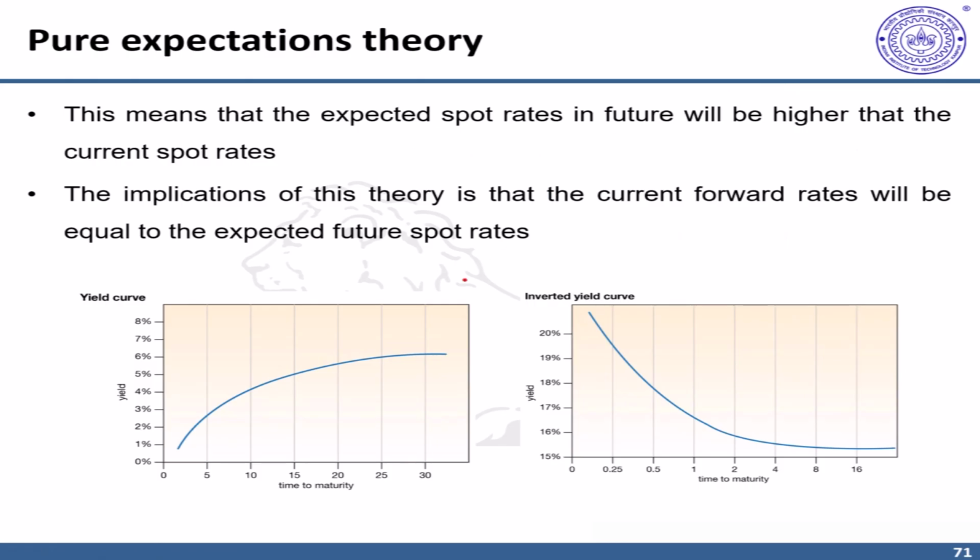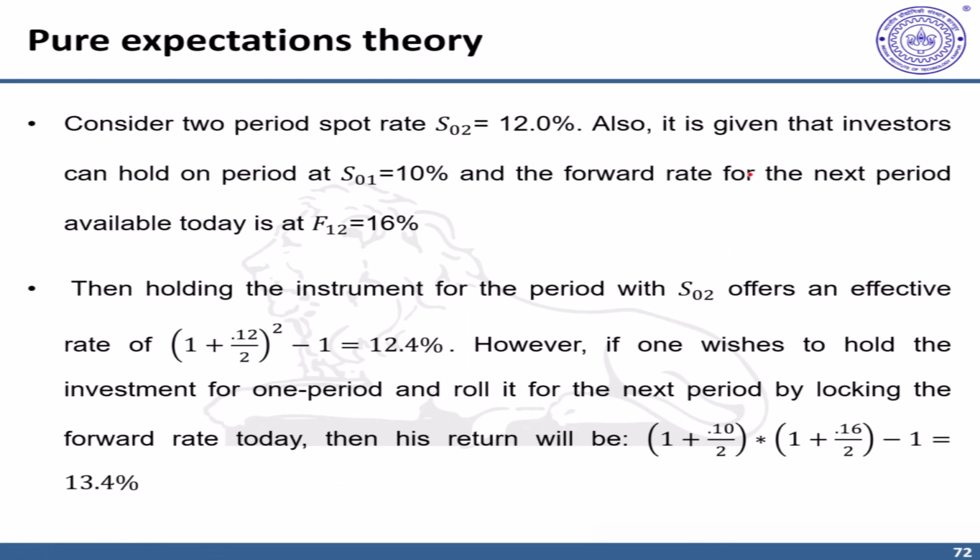Now, this also means that expected spot rates in the future will be higher in the case of a rising structure, and lower than what they are today in the case of a falling one. And these expectations are captured in the current forward rates. So what this theory suggests is that current forward rates reflect the expectation of future spot rates. Let us see how this works.